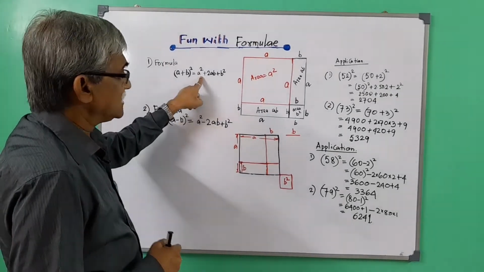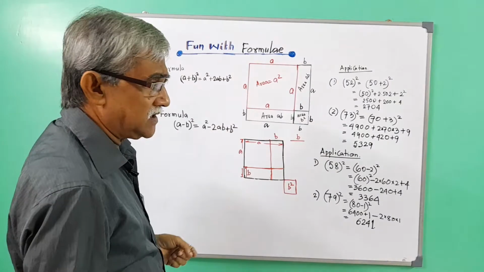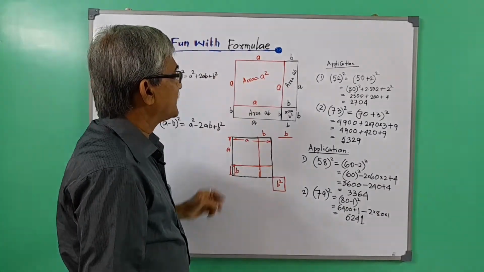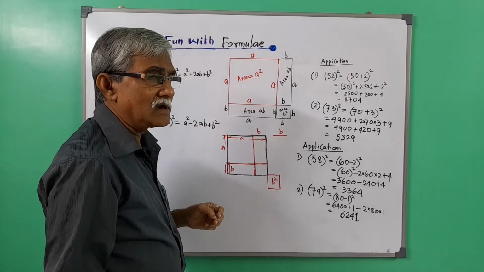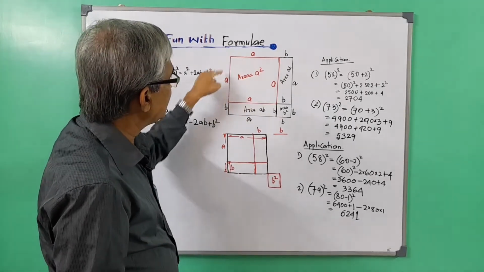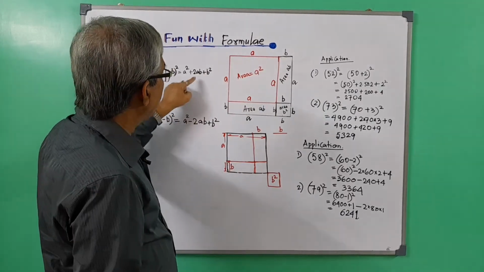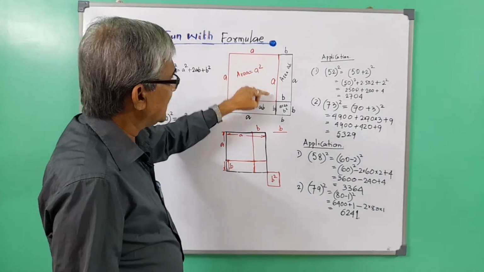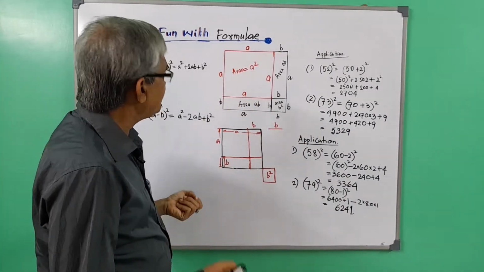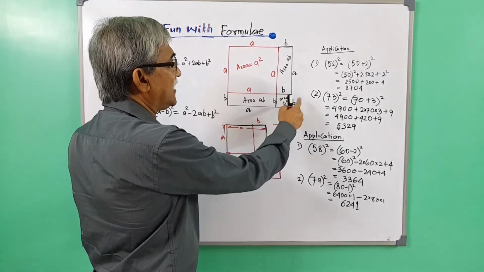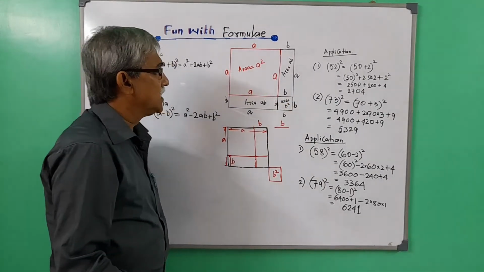Now a square: a square is a planar figure whose sides are a and any one angle is 90 degrees. So a square means this area where the side is a. And what about ab? ab is the area of a rectangle whose length is a and breadth is b. Simple. And b square also is a square area with sides b.